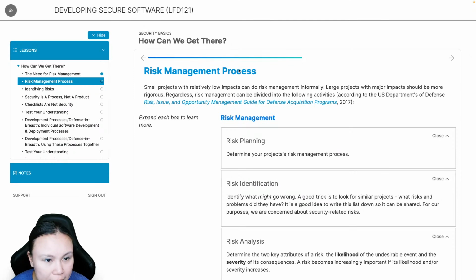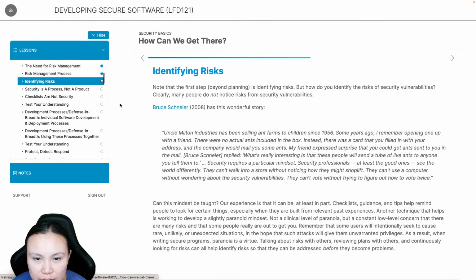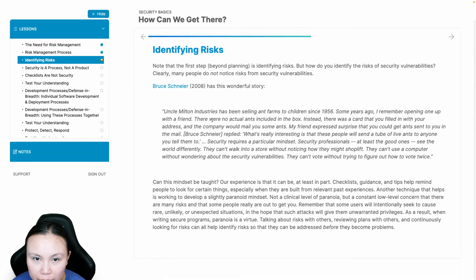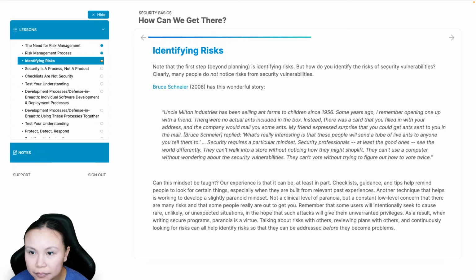So, identifying risk. How can we do that? How do you identify the risk of security vulnerabilities? There's a story, but it's a bit long. I don't think I'm going to read the whole story. Go read it yourself. I don't mean that you pause the video. Go to the course, do it, and read it yourself.